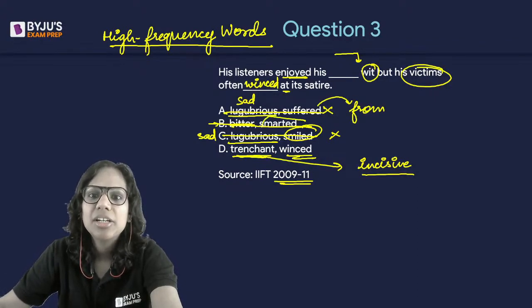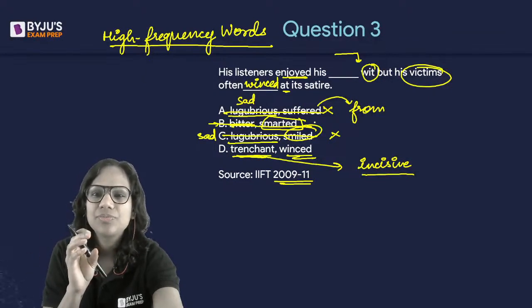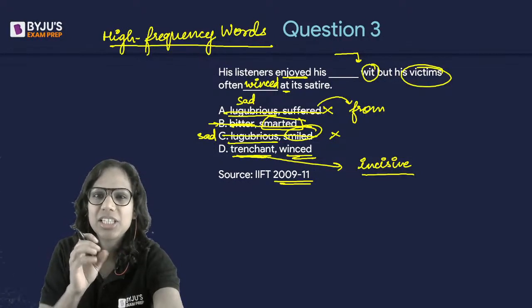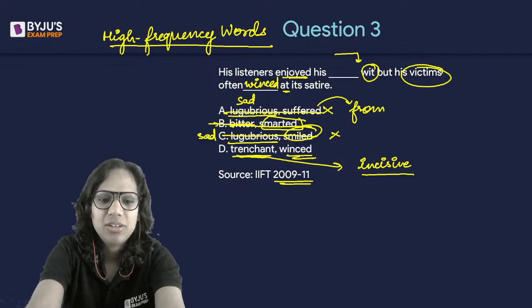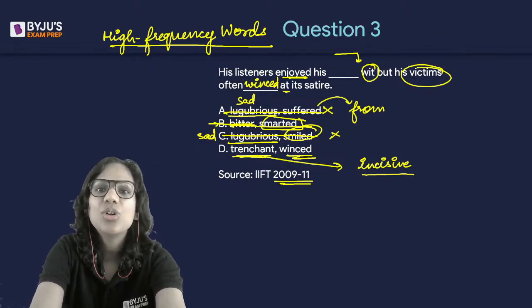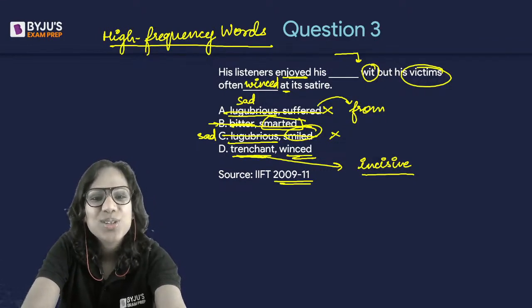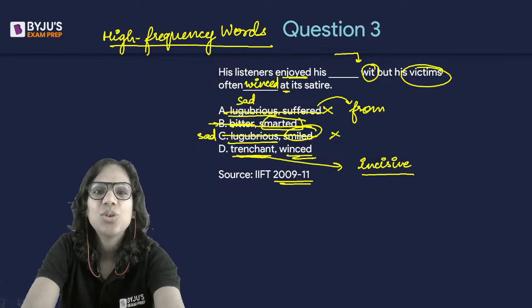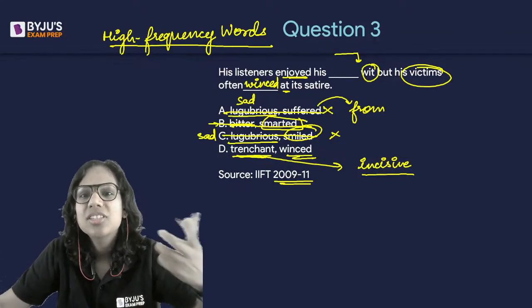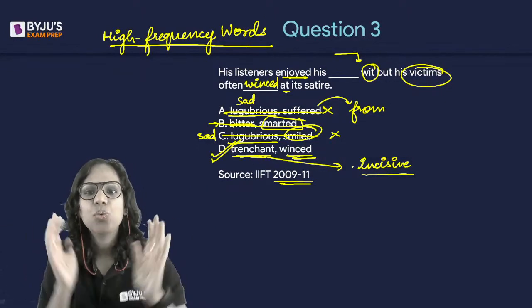Then smarted again. When a wound smarts, it gives you smarting pain. It's that kind of acute pain that comes and goes. That is when we say that my wound is smarting. Okay, or he or she is smarting under that wound. So smart does not mean just a person who's, let's say, well dressed. Smart is also used as a verb. Something that causes you stinging pain. That wound smarts. Okay, so D is the answer here, trenchant and winced.